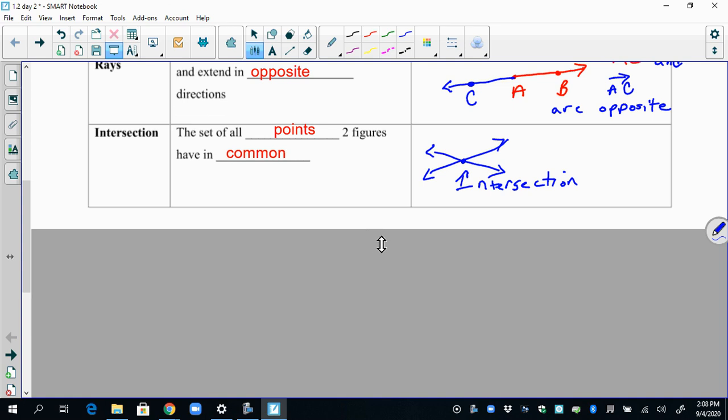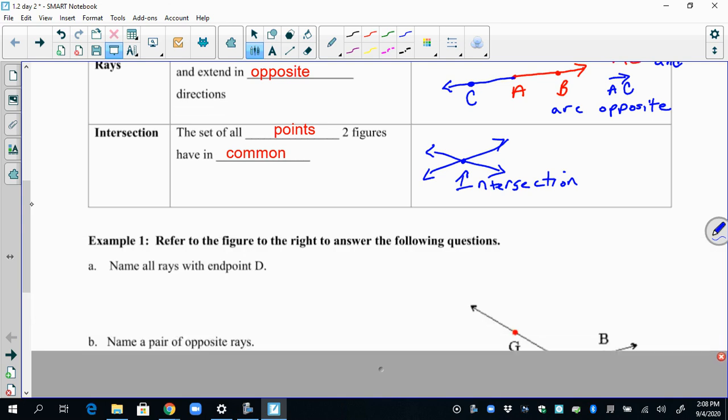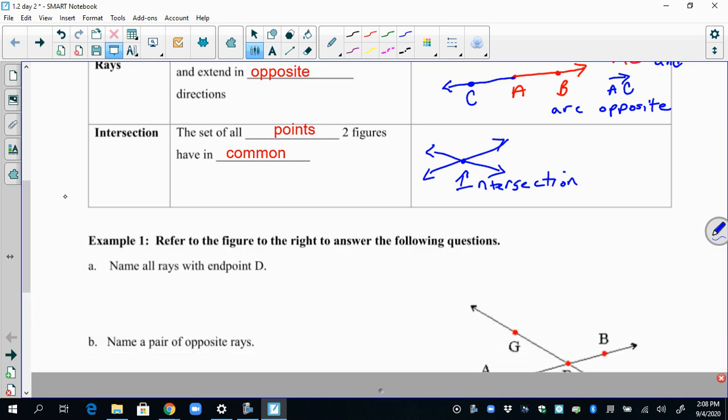Okay, if you want to pause the video and do these examples below and then come back, I will show you some possible answers.